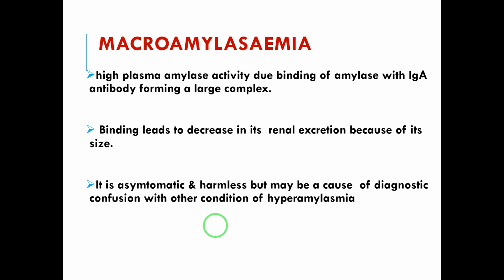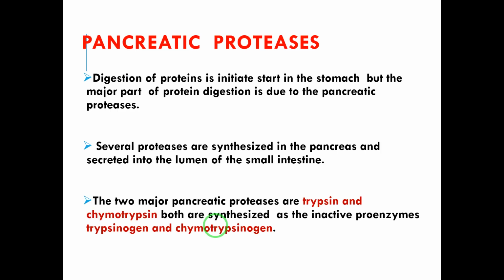The macroamylasaemia, we talk about it. It is the binding between the amylase and the IgA that prevents renal excretion and leads to a high level of amylase in the circulation. But it is not due to a disease state, rather it is due to some sort of variation that leads to this binding. Because of the big size of this complex, it will lead to decreased renal excretion and a high level in the circulation.